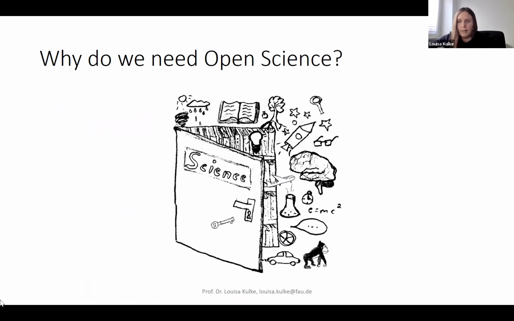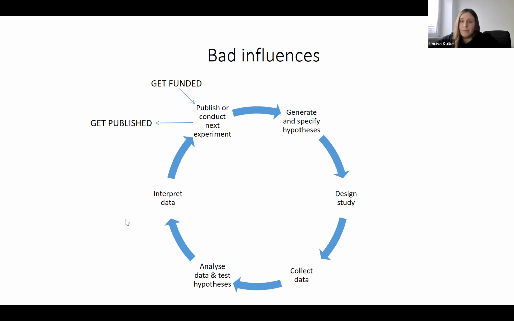However, this cycle is influenced by some bad influences. So there are negative factors, and there can be lots of bad influences, but the main ones in academia are that you have a lot of pressure to get published, and you have a lot of pressure to get funded to continue the cycle at all. So only if you get more money, you can continue in this cycle.